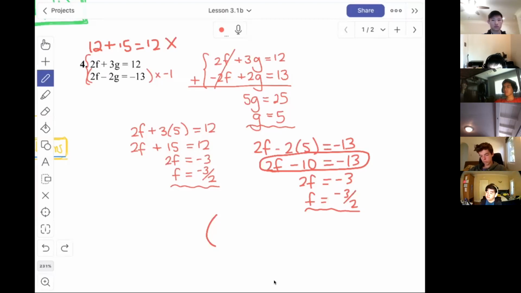Okay, so now I need to put this in coordinate points, guys. So let's figure out which one I put first. It's alphabetical order. So what comes first, F or G? F. Nobody knows. -3/2 and 5. Good. All right.